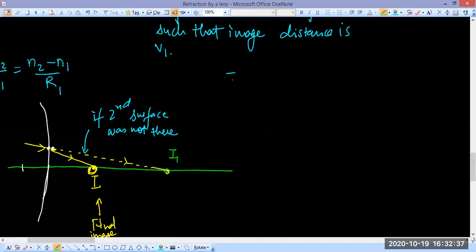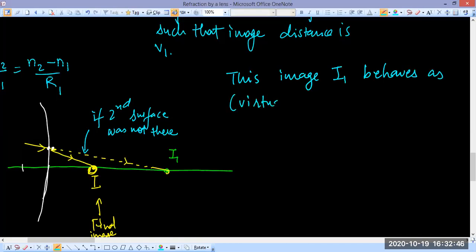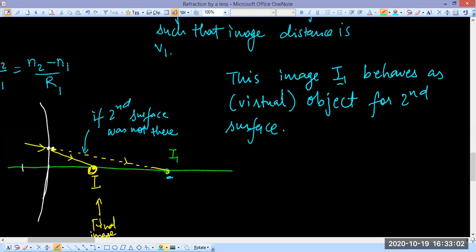So you could say that this, લખજો, લખાવજો વ્યવસ્થિત. This image I1 behaves as (virtual) object. This image I1, એટલે આ જે I1 ફોર્મ કરી હતી ને ફર્સ્ટ સરફેસ, that behaves as a virtual object for second surface. I'm going to pause over here at this sentence. આજ સૌથી ખતરનાક સેન્ટેન્સ છે આખા ડેરિવેશન નો. Is this sentence clear? એટલે આ સેકન્ડ સરફેસ શું કરે છે કે લાઇટ અહીંયા જવી જોઈએ, એના બદલે એને બેન્ડ કરીને અહીંયા લઈ આવશે. રાઈટ?